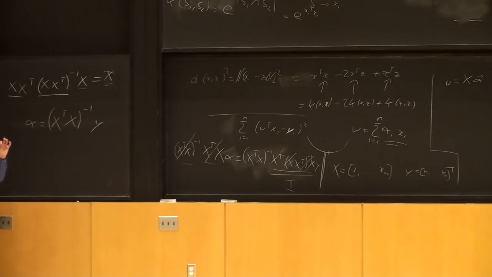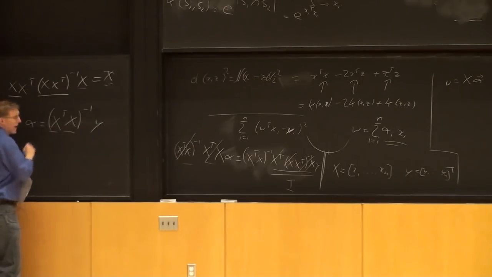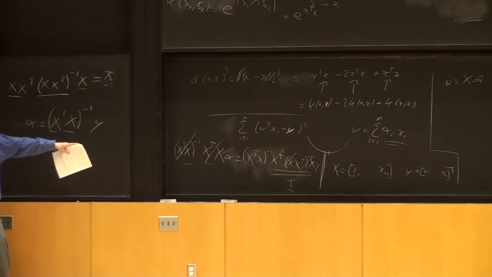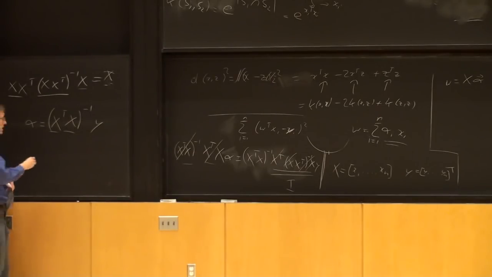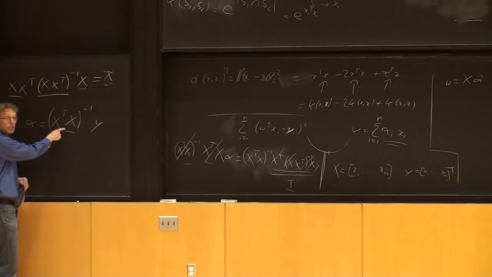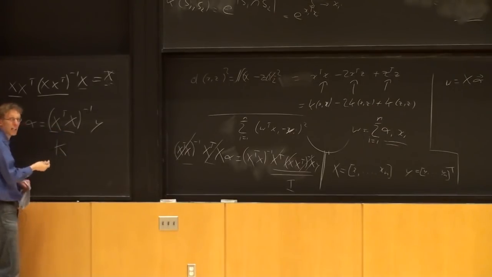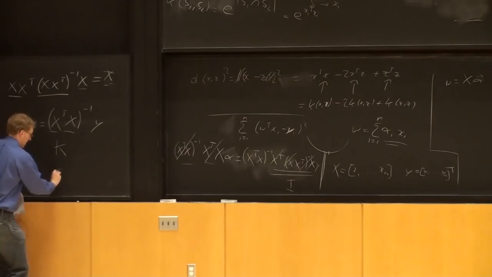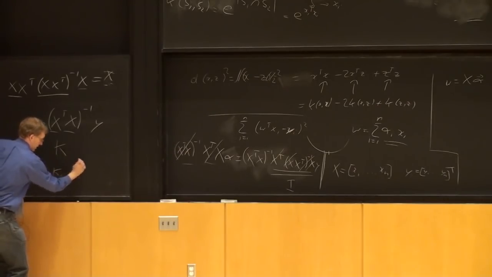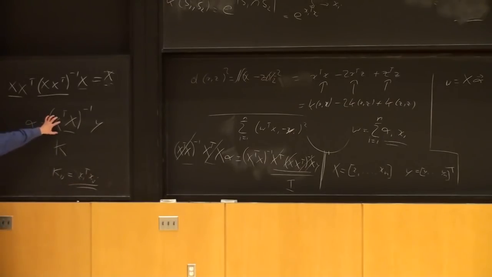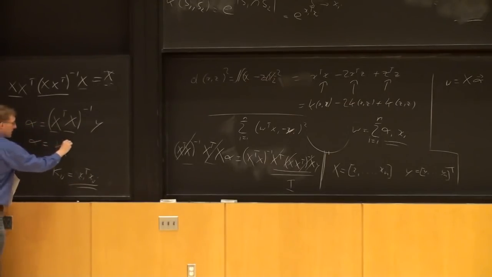And we're done. Why are we done? What's x transpose x? That's the inner product matrix of x. So that's exactly a kernel, right? That's basically every single entry of that matrix. That's the matrix K, where Kij equals xi transpose xj. That's exactly this. So basically what we get is alpha equals the inverse kernel times y. And that's all there is to it.